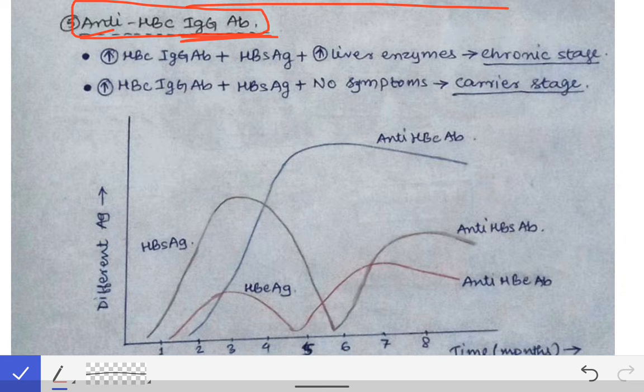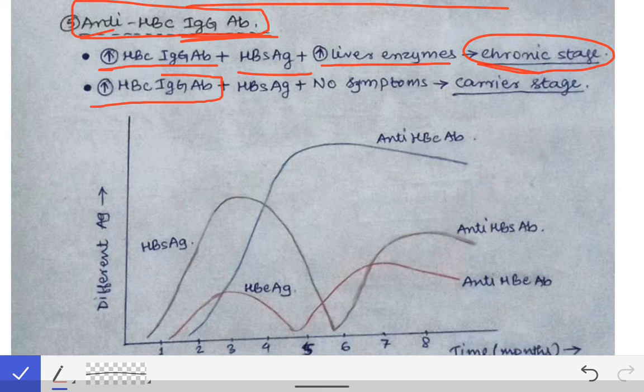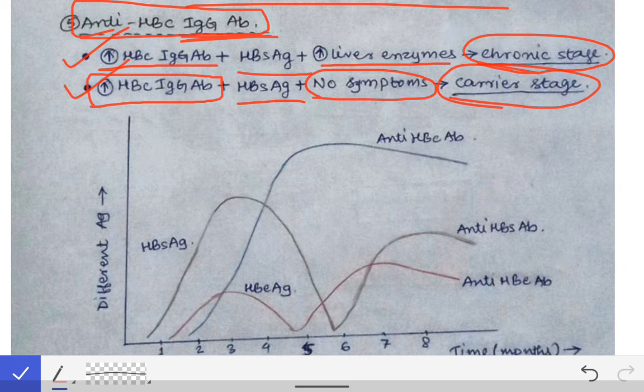So see here, if the HBc IgG antibody is raised, plus there is HBs antigen, plus there is an increase in the liver enzymes, then we can infer that it is a chronic stage. While if the IgG antibody is elevated, plus there is HBs antigen, but there are no symptoms, then we can infer that it is the carrier stage. This is sometimes asked in the MCQs, so please remember these combinations.